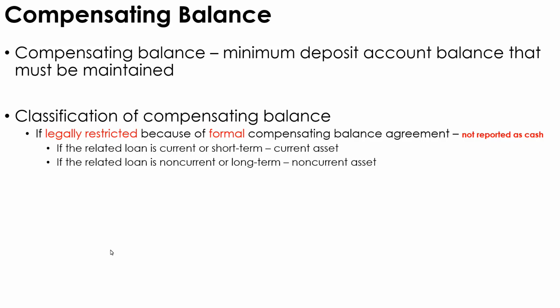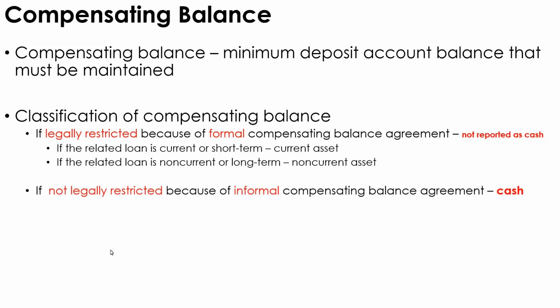Diba matching principle? If a cash fund is set aside for a payment of a current liability, then it should be matched as a current asset. Otherwise, if it is non-current liability, then it is a non-current asset. Now, if a compensating balance is not legally restricted because of informal compensating balance agreement, automatically reported as cash, whether or not current or non-current yung related loan.